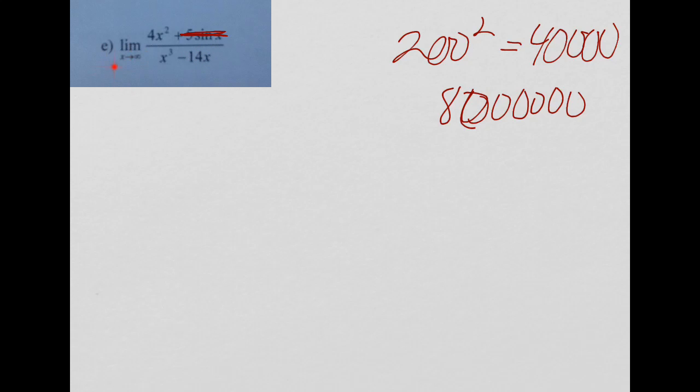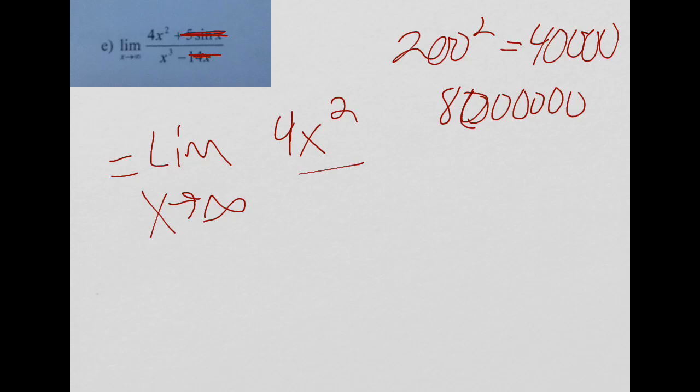And how close is 200 to infinity? Well, 200 isn't, like, we can get way bigger than 200, right? So as I get bigger and bigger and bigger, this guy is going to be less and less consequential compared to this. So I kind of can cross that out as well. So really this is equal to the limit as x approaches infinity of the only two that really matter, 4x squared over x cubed.